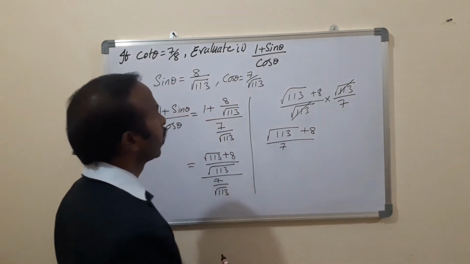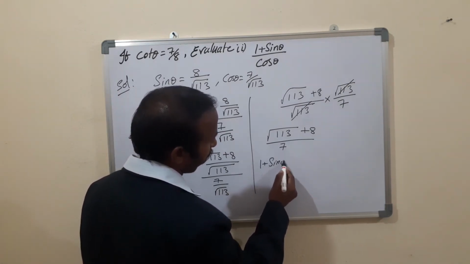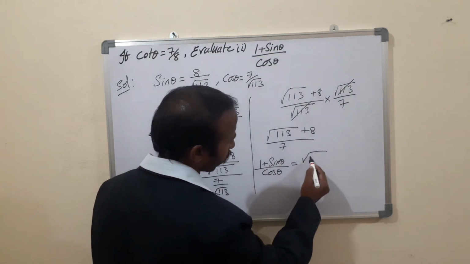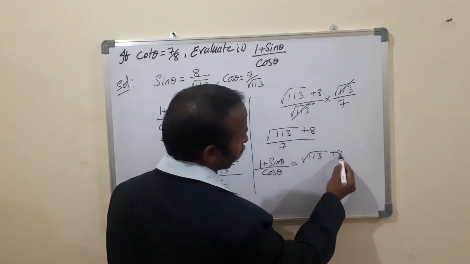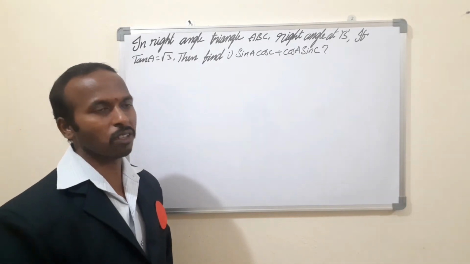Now finally, the value of (1 plus sin theta) by cos theta equal to square root of 113 plus 8 by 7. Now we'll see the next question. It is on the screen.